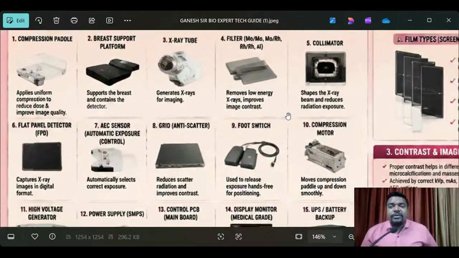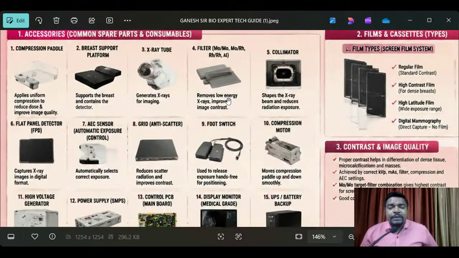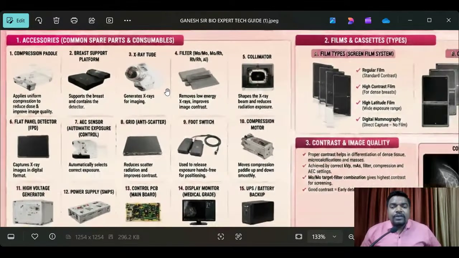I hope you got it very clear right now, my dear engineers. So pin to pin, I am going to show you and I am going to give the clarifications about the medical equipment, that is mammography. Okay, I hope you caught my points right now.